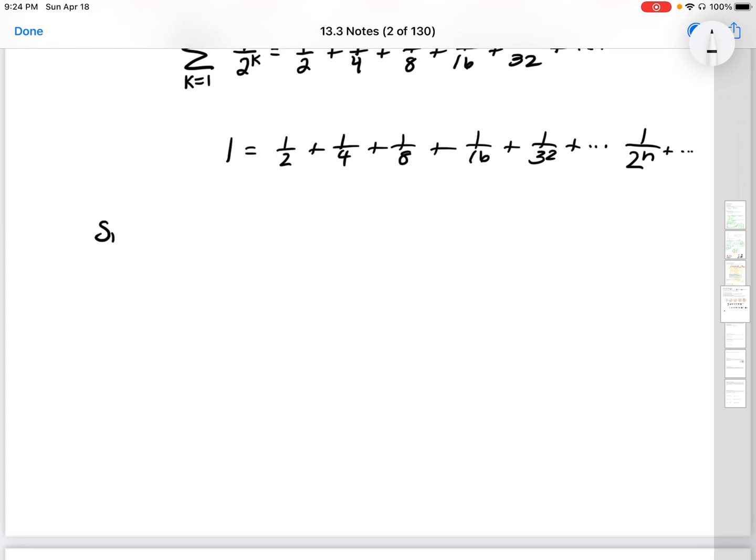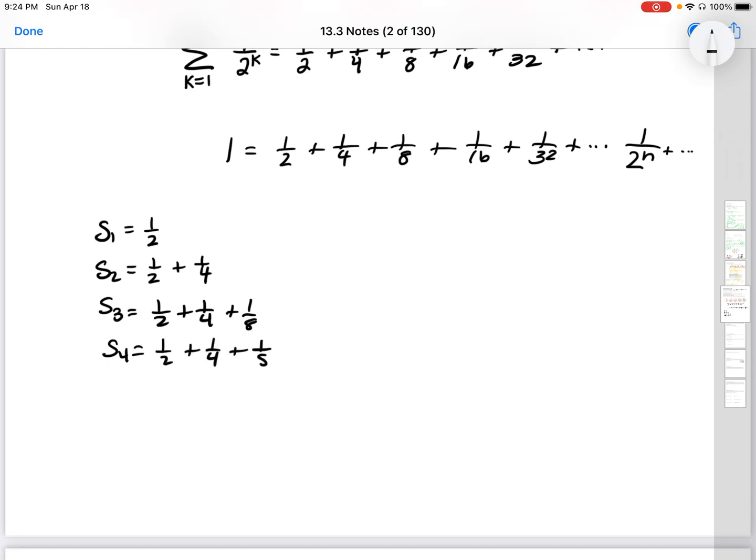So we would say that the first partial sum is a half. The second partial sum is a half plus a quarter. The third partial sum is a half, a quarter, and an eighth. The fourth partial sum is a half, a quarter, an eighth, and a 16th. And when I actually add those together and get real answers here, this is a half. This is going to give us 3/4, 7/8, 15/16. And we're getting closer and closer and closer to that number 1.